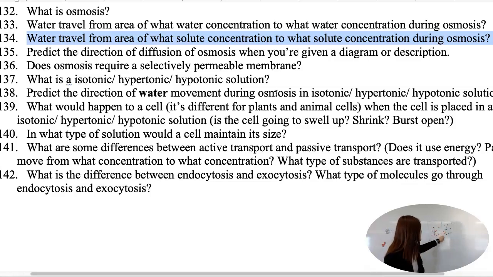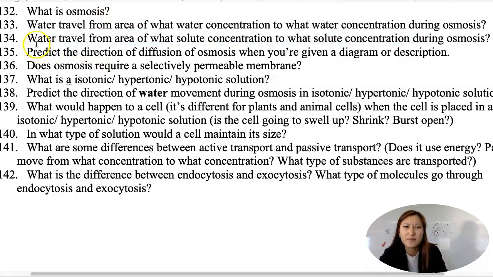So again, if these orange dots cannot move through the cell membrane at all, and only the green dots, only the water, can move, then the water will move this way and allow equilibrium to be reached. Okay, see how that happened? So the answer for 34 will be low solute concentration to high solute concentration.